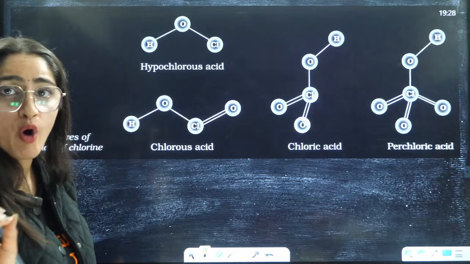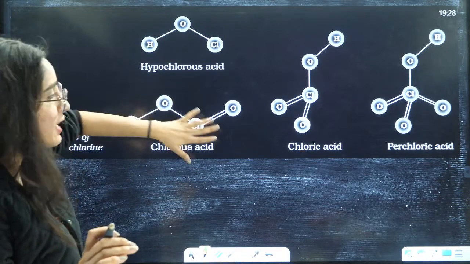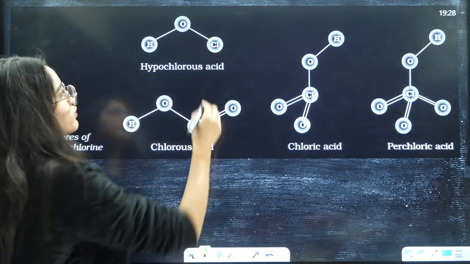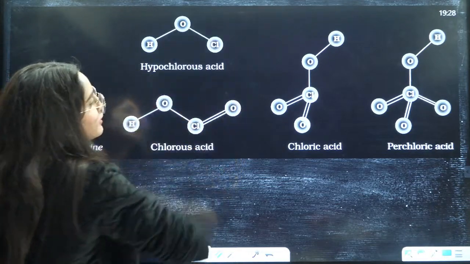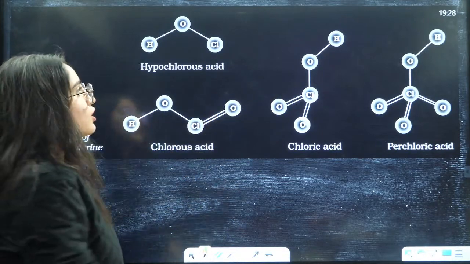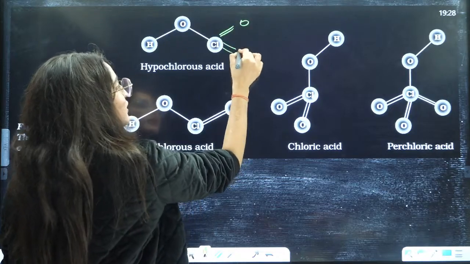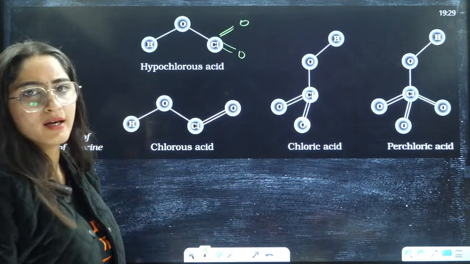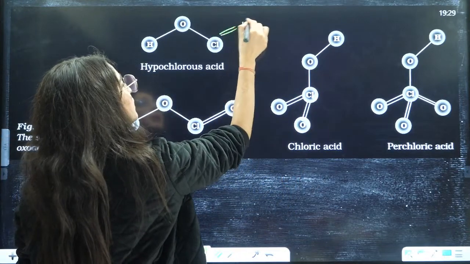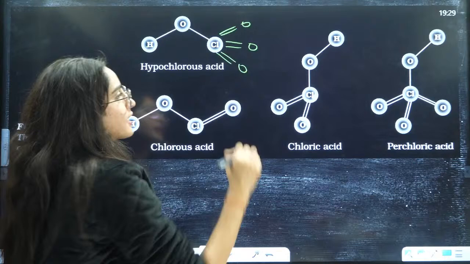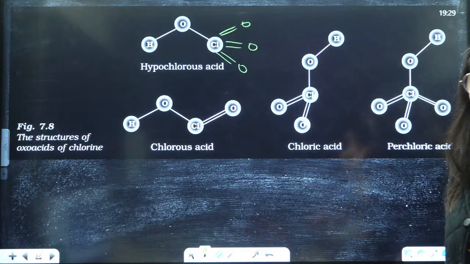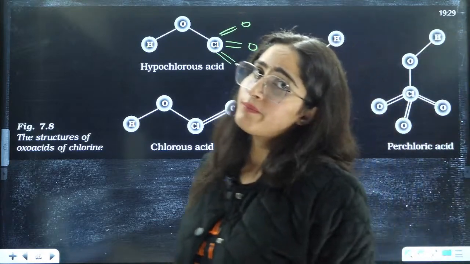That is hypohalous acid. If you talk about halous acid, here you have added one more oxygen, so a double bond O is added here, right? Now, I am adding one more oxygen here, so 2 double bond O are added here. Rest of the thing is the same. If I add one more oxygen, 3 double bond O are added here. That is hypohalous, then halous, then halic, then perhalic.